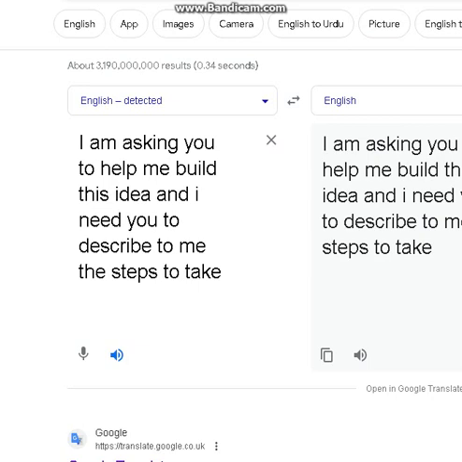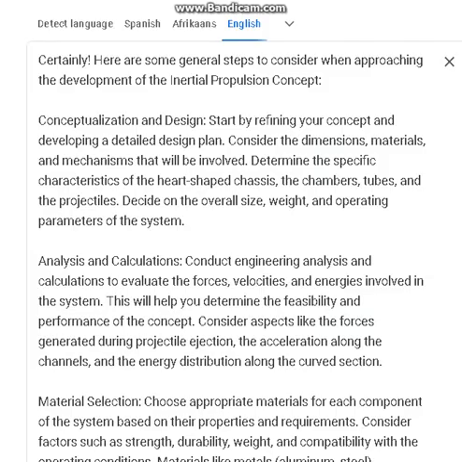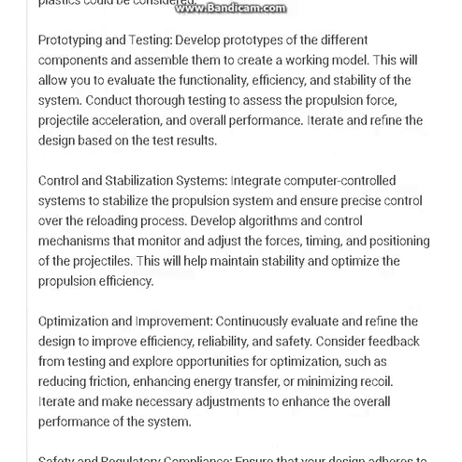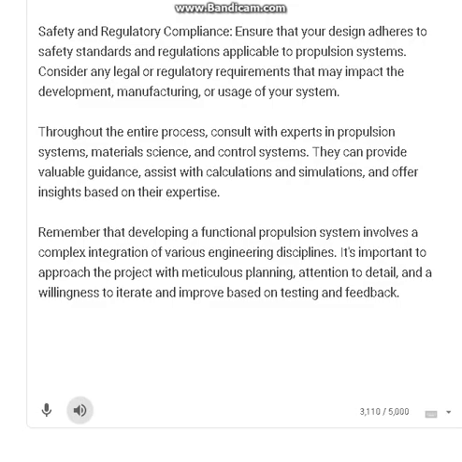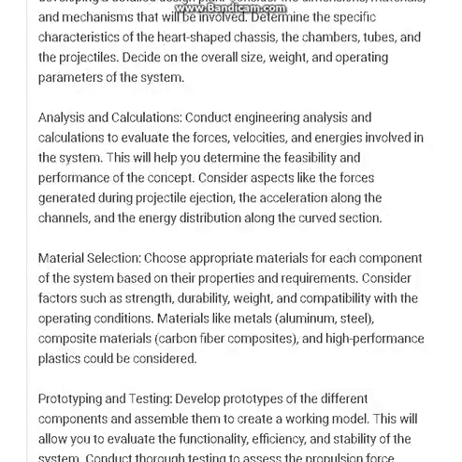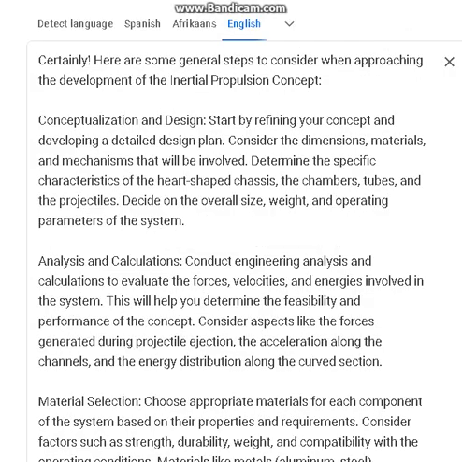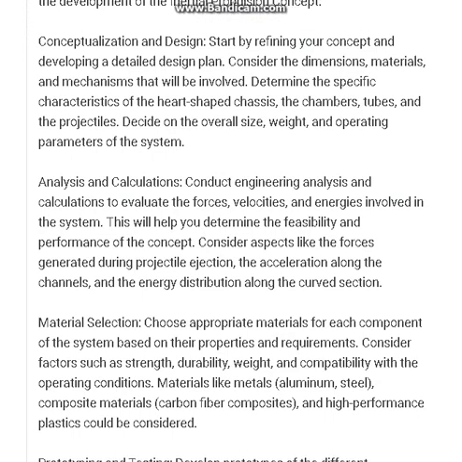I am asking you to help me build this idea, and I need you to describe to me the steps to take. Certainly. Here are some general steps to consider when approaching the development of the inertial propulsion concept: conceptualization and design.